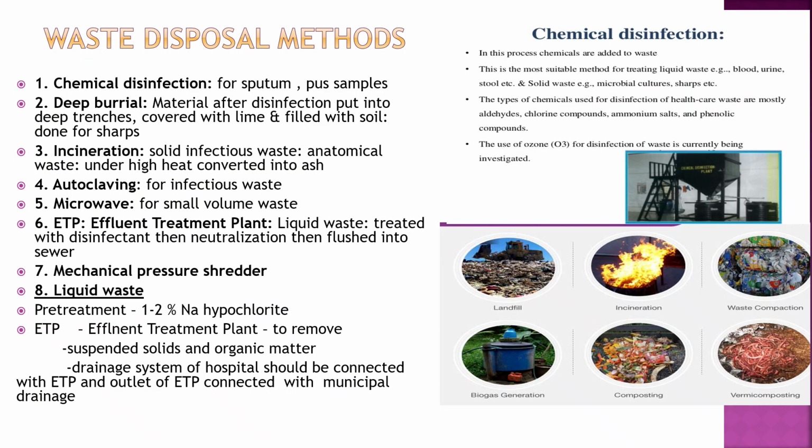Now the disposal methods. First is chemical disinfection. Sputum, pus samples and body fluids like blood, urine and stool are all treated by chemical disinfection. A 1 to 2% sodium hypochlorite solution is used for the chemical disinfection. Then deep burial. Material after disinfection is put into deep trenches covered with lime and filled with soil. This is mainly done for sharps.